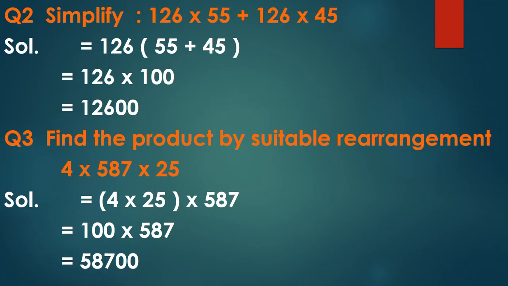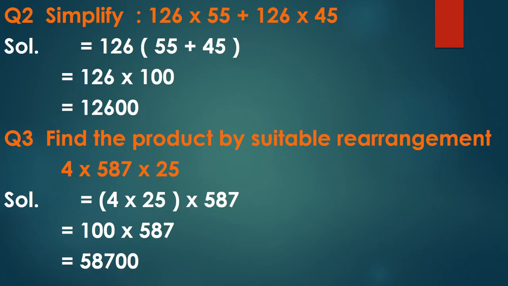By suitable rearrangement, again we have to make the maximum number of zeros. We know that 4 multiplied by 25 is 100. So we will make the pair of this. We will take 4 multiplied by 25 in one bracket and 587 outside the bracket. So 4 multiplied by 25 is 100. Multiply by 587, which will make 58,700.